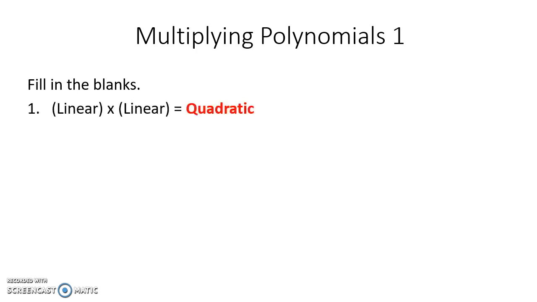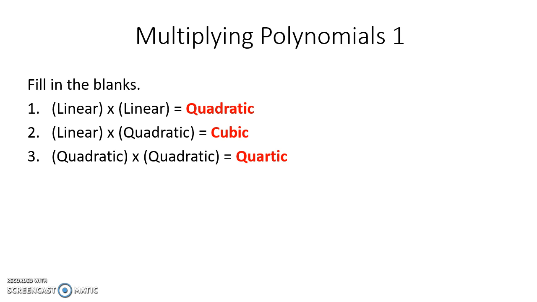If we were to multiply a linear factor by a linear factor, we should expect to get a quadratic factor. This is because we have a degree 1 times a degree 1, which if we add them together, we get a degree 2, which is quadratic. So a linear times a quadratic is a cubic because we have a degree 1 times a degree 2, which equals a degree 3. For a quadratic times a quadratic, we have a degree 2 times a degree 2, which is a degree 4, or a quartic.